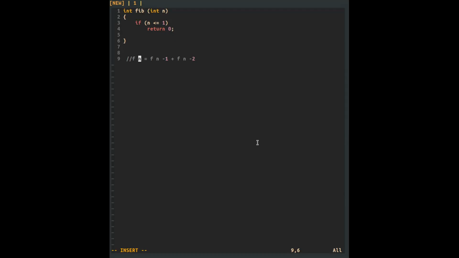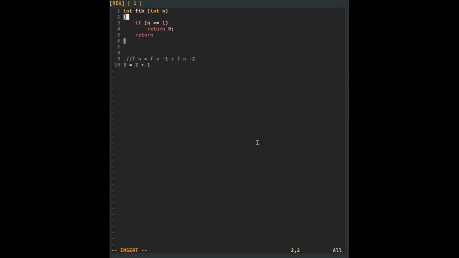If it is not less than or equal to 1, suppose it is 3. How do you get 3? 3 will be basically 2 plus 1, right? So these are the previous two Fibonacci numbers, and you just add them to get 3. So what you will do is return the value that you get.